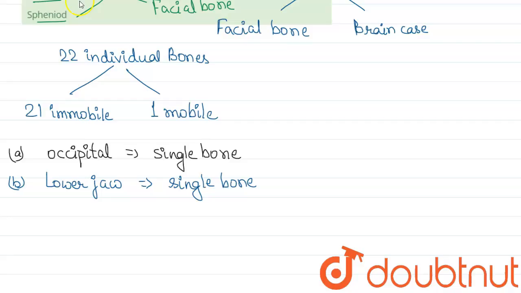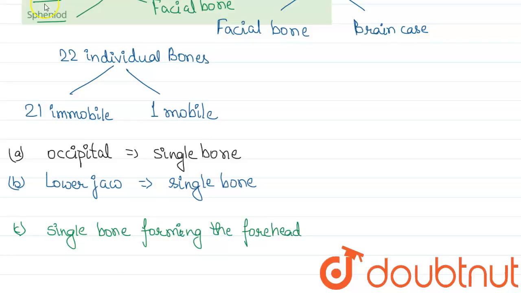Coming to the third option, we have the frontal bone. The frontal bone is also a single bone that forms the forehead.